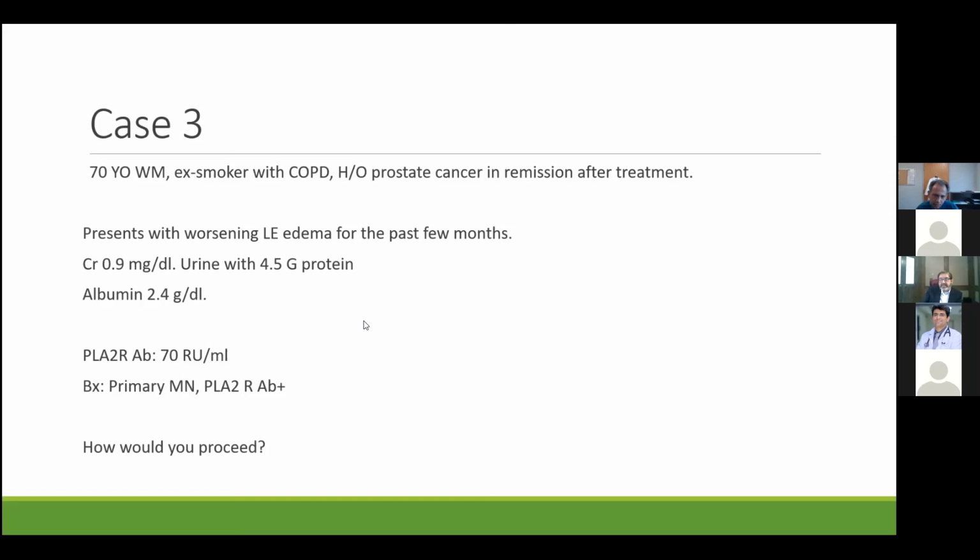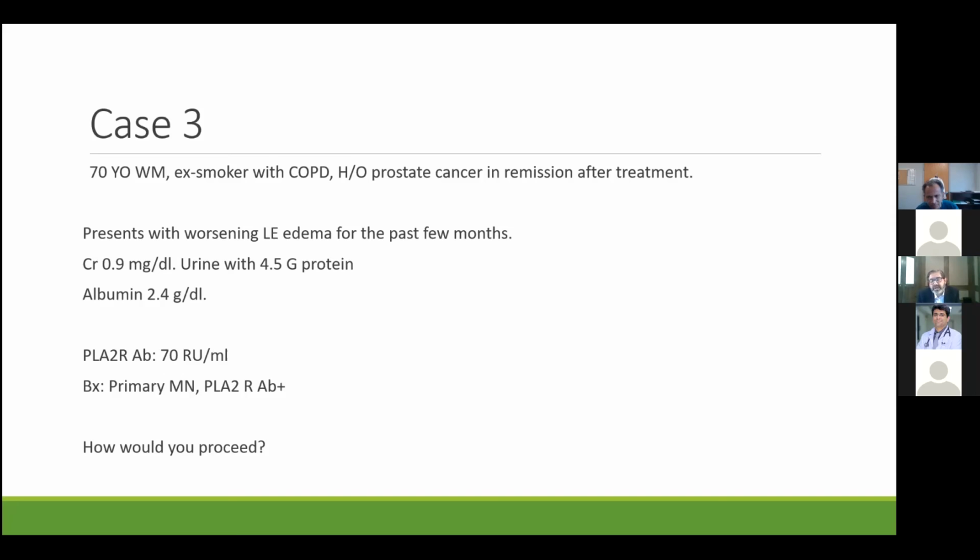So, Irfan, question. This patient with a history of prostate cancer, if he were very high risk, like his PLA2R would be 500, cyclophosphamide would be pretty much contraindicated in this patient, right? No, if the prostate cancer is in complete remission, then it won't be.